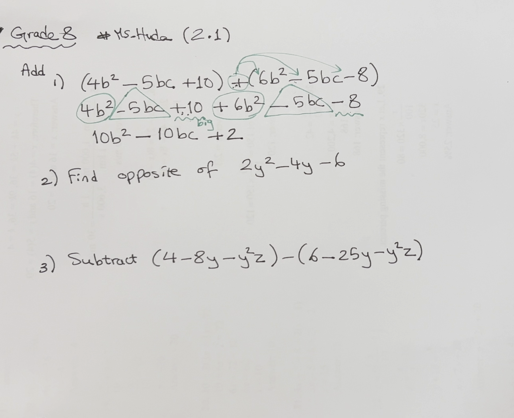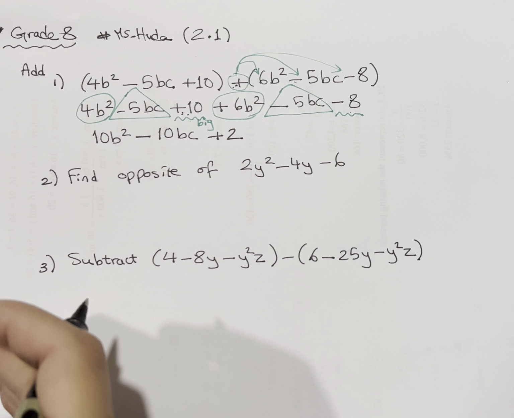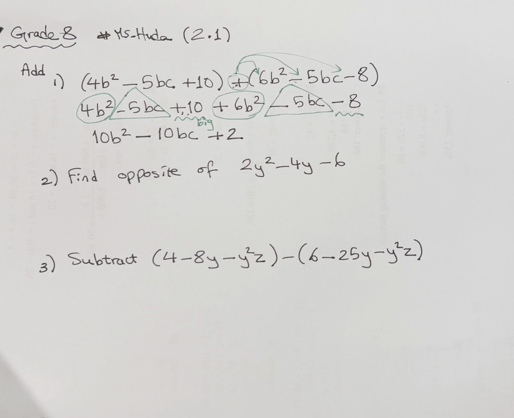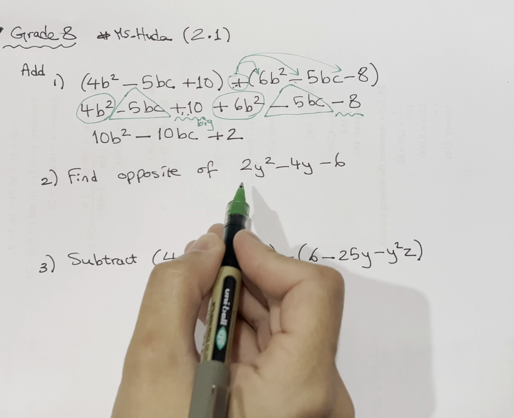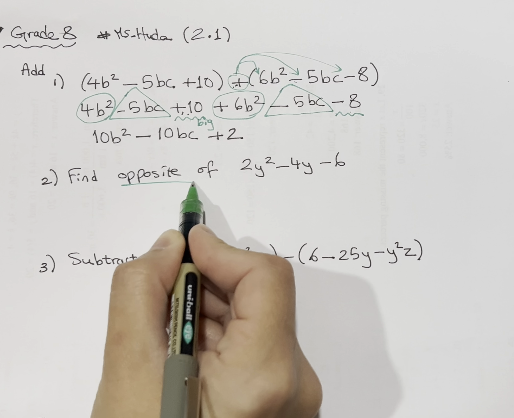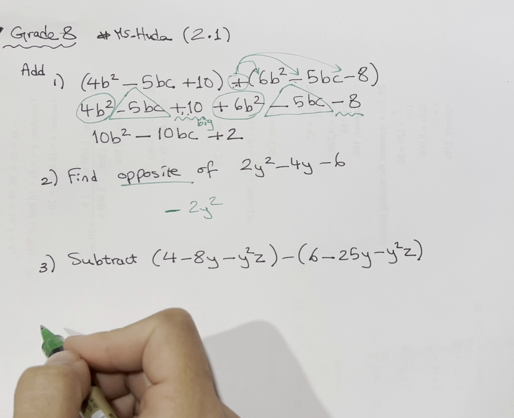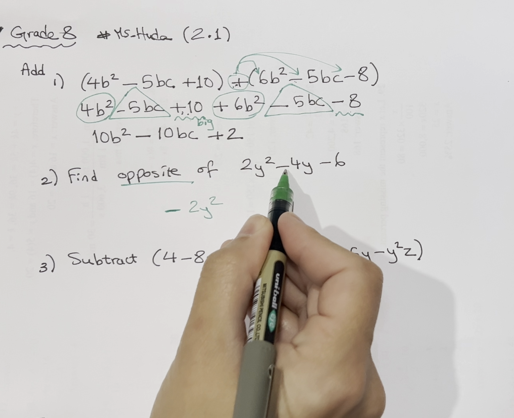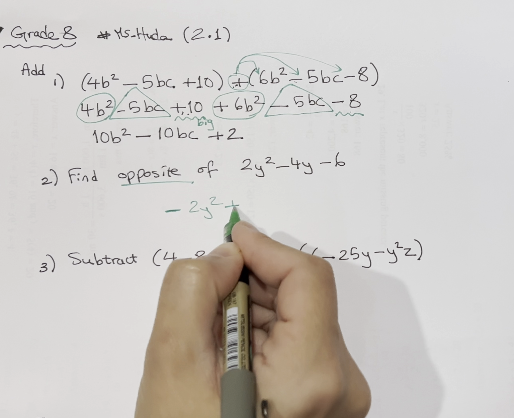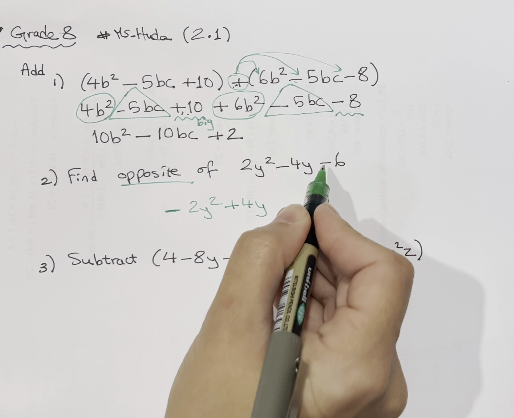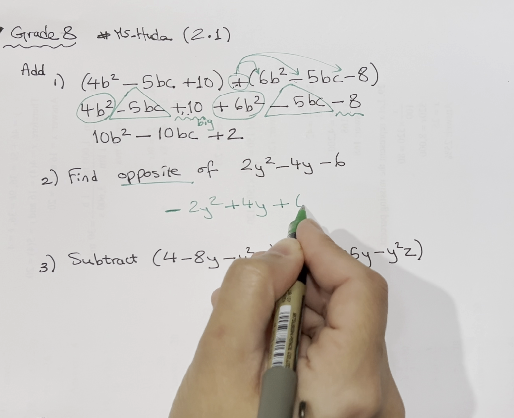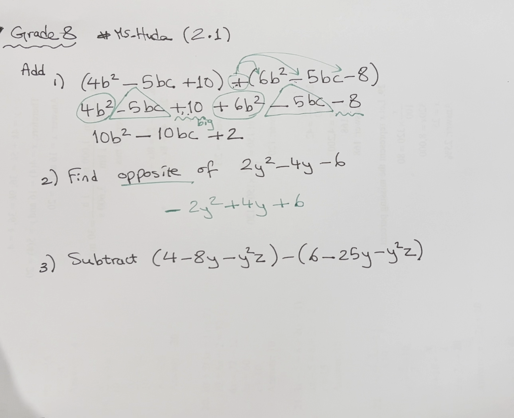The second question is pretty easy. It says find the opposite. We know that the opposite of right is left. It's not right, don't write, okay? And also here, the opposite of those algebraic expressions. The first one is positive, so the opposite of it will be negative 2y squared. You only change the sign. The opposite of negative 4y is going to be positive 4y. And the opposite of negative 6 is going to be positive 6. And this is the answer.